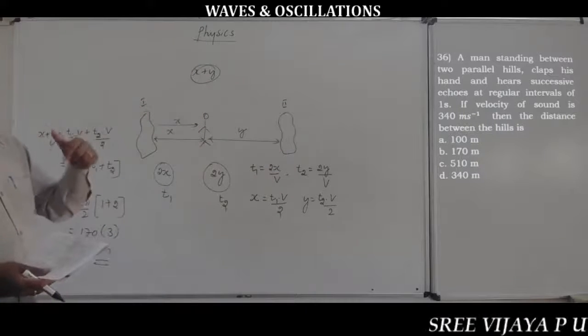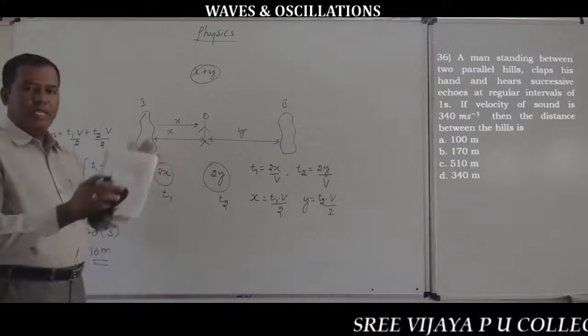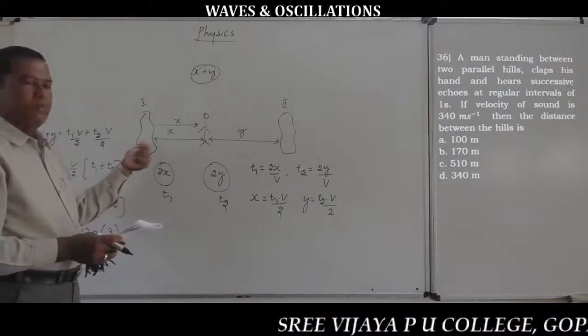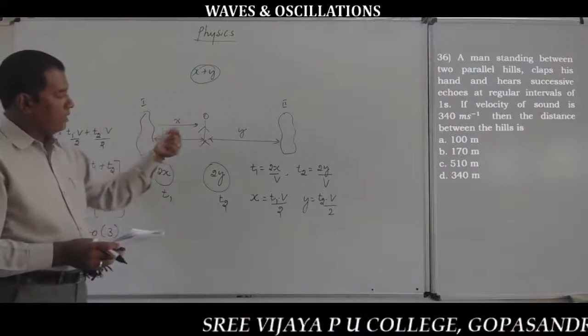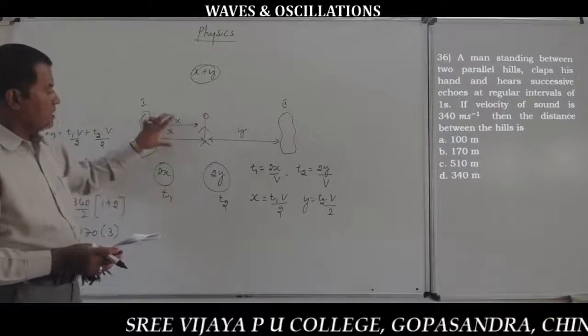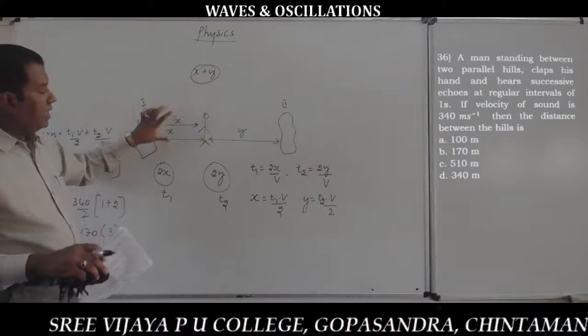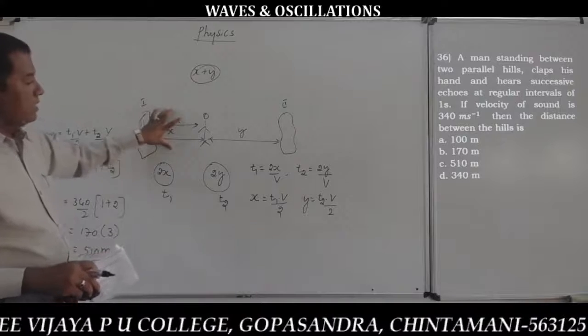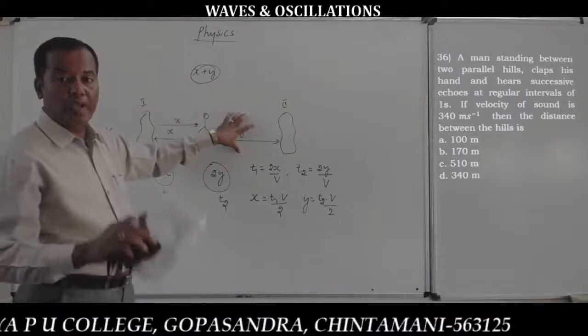If you want to perceive the echo, once he claps, sound travels, reaches the hill, and is reflected, and once again he perceives the echo. Therefore the distance for perceiving the echo should be taken as x plus x, that is 2x. Similarly here it is y plus y, that is 2y.